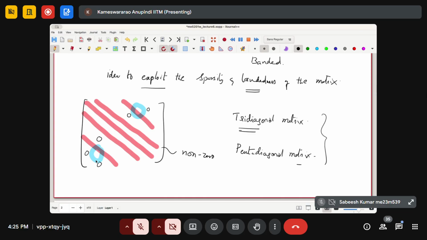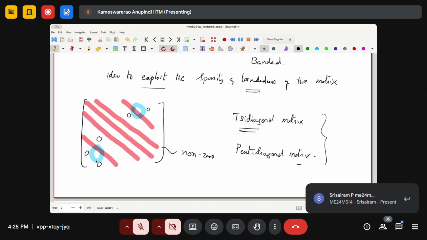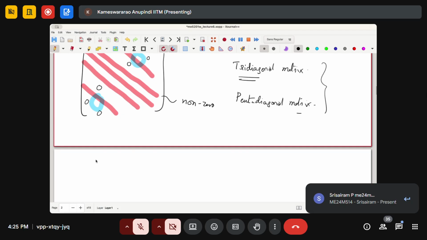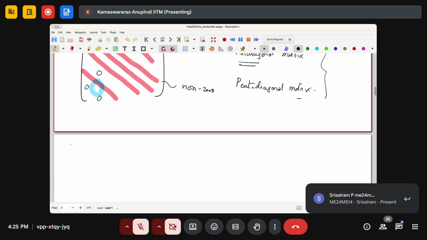The number of zeros is much larger than the number of non-zero elements that we have. So in such cases, we have to exploit this sparsity and bandedness so that we can save computational time and find an answer much more quickly. Okay. So that's what we're going to do next. Basically, we're going to look at a solution to the tridiagonal matrix system.